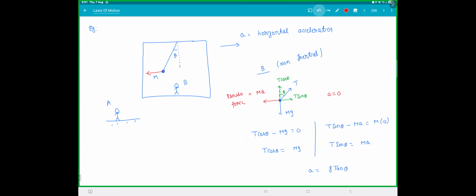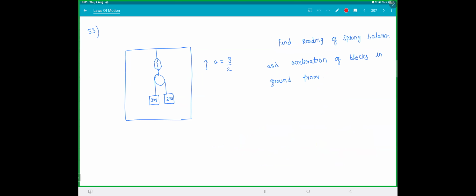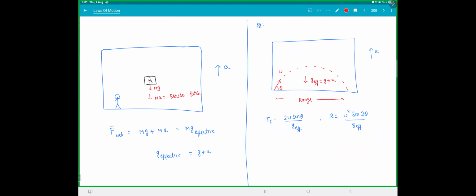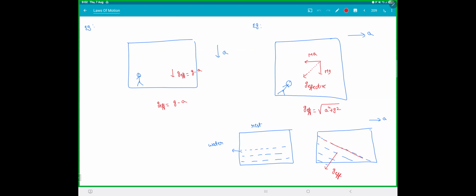Is the concept of G effective clear, everyone? So if the lift is going up, the person inside the box will think G plus A. Lift is going down, G minus A. Lift is going horizontally, he will think gravity is becoming at an angle, which is root over A square plus G square. So in this box, if you keep water and accelerate horizontally, the water will actually make an angle.